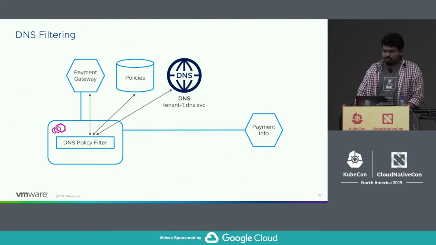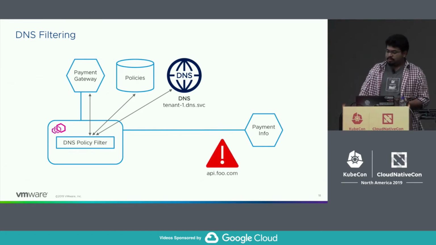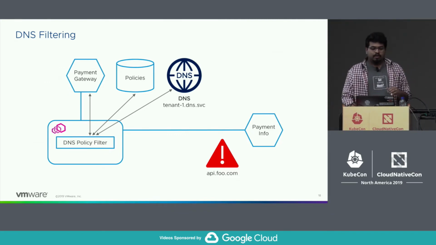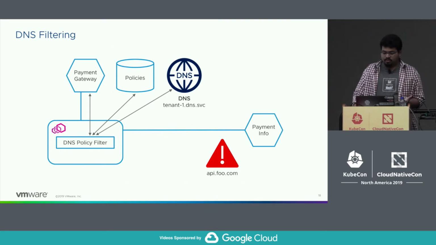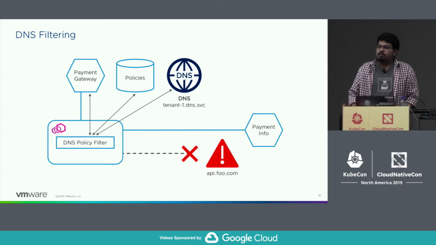it can then connect with the payment info service. But let's say the payment gateway is trying to access a malicious website, for example, api.foo.com. In that case, the DNS filter can quickly terminate such DNS requests, and the connection will not even happen. But there is a catch here. Let's say the payment gateway is kind of smart, and it already knows the IP address for the external service, which is api.foo.com here. In that case, we can't do anything at the DNS level, but we need to apply some sort of network policies to get rid of such requests.